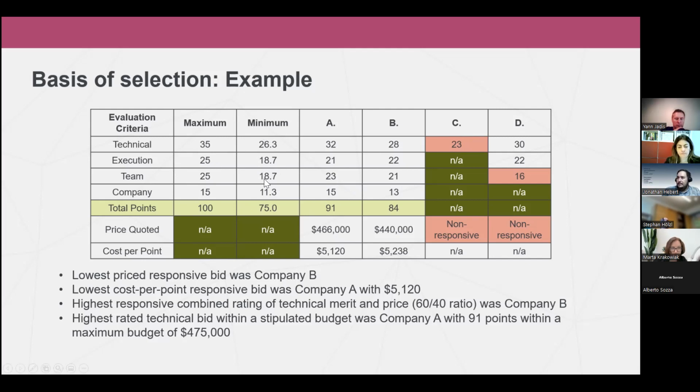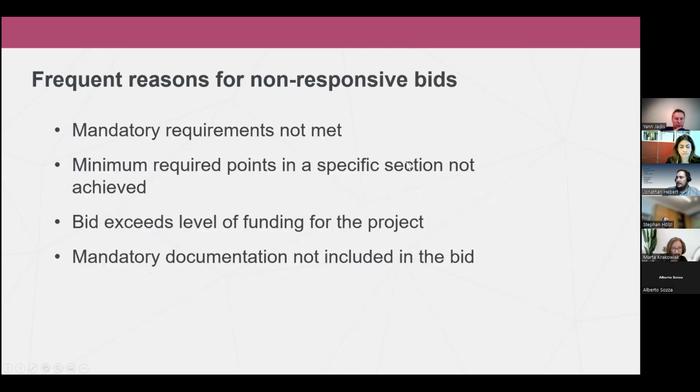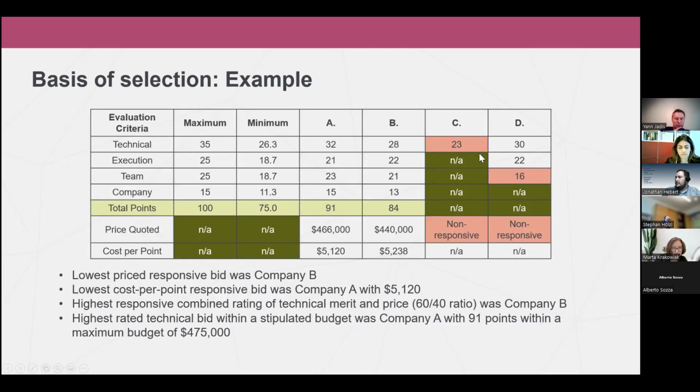If you meet the minimum for all four, so A and B have both met the minimum threshold for all four of these, they get to be included and they get a score. The others were non-responsive in two categories, so immediately we stop evaluating the rest of the process. It's not even evaluated and they're deemed not responsive. And prices are quoted here. So if we did lowest price responsive bid, B wins because they've put a price of 440,000 and they've met all the criteria. So lowest price is company B.